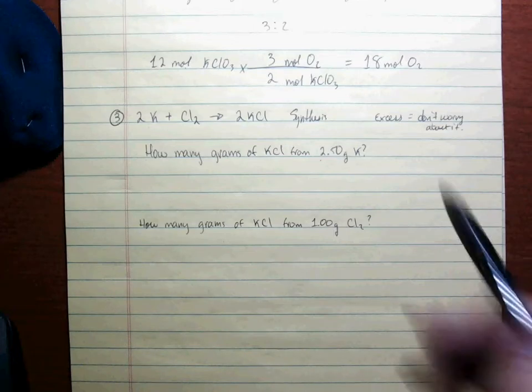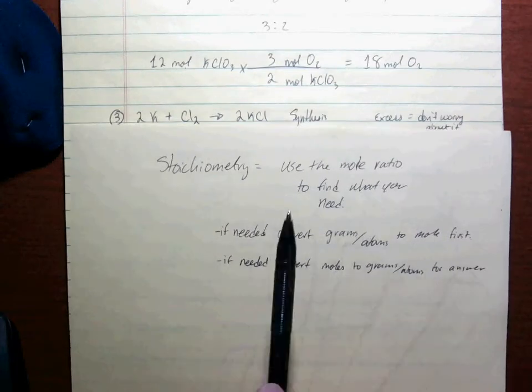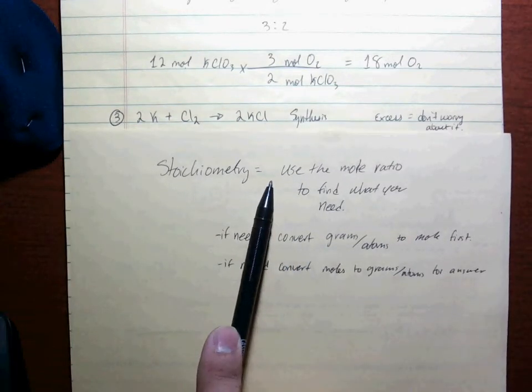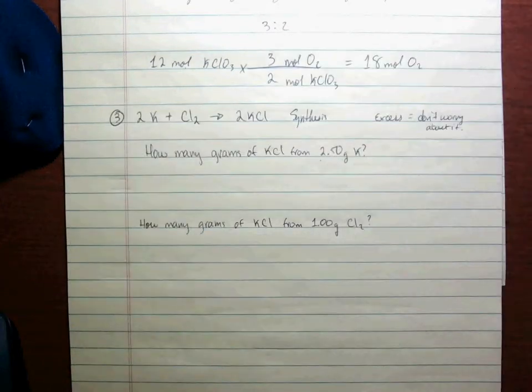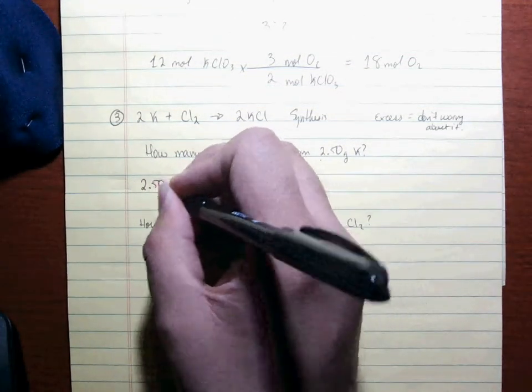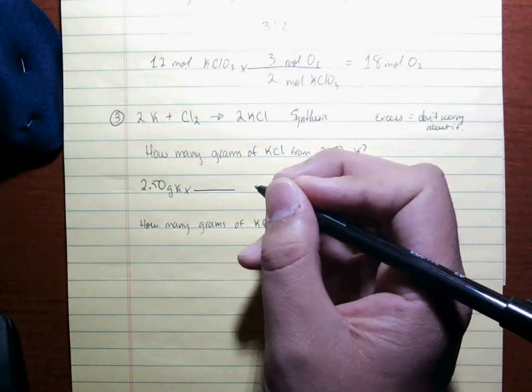So, just like in the last video, if I am given grams, I need to convert to moles first before I can use my ratio, and once I have my ratio, then I can convert back to grams to find how many grams of product are produced. So I'm going to do 2.50 grams of potassium. I need to convert that into moles.